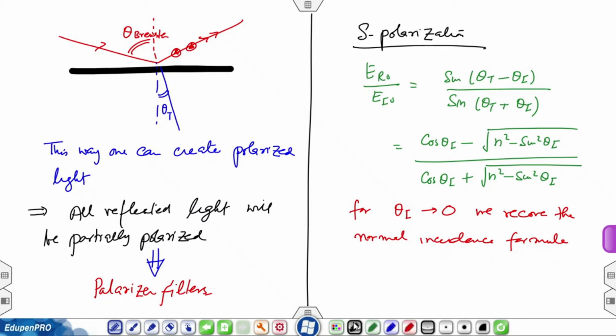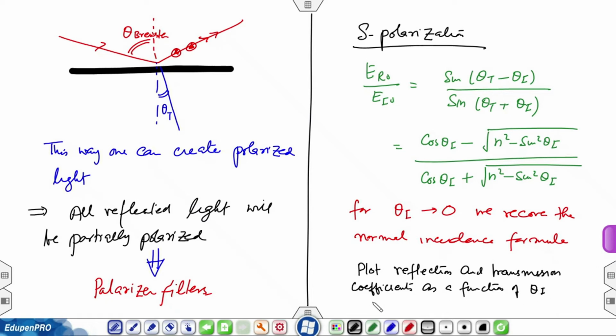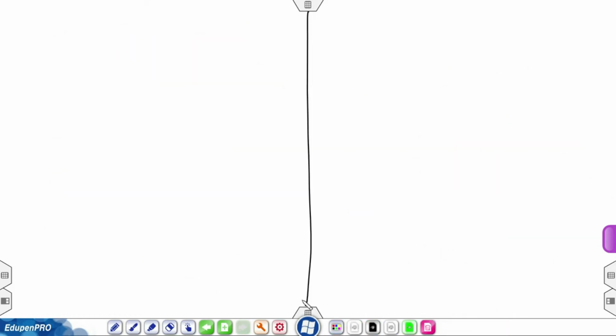I want to give you a problem here. Plot reflection and transmission as a function of theta I for both S and P polarization. Next, I want to deal with the phenomenon of total internal reflection.